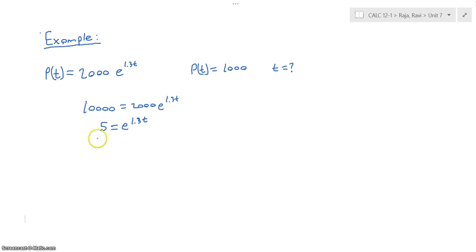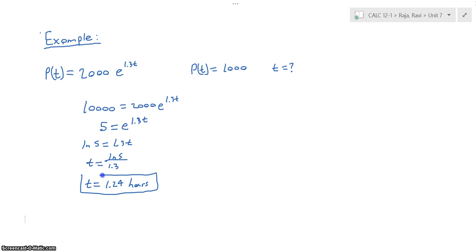Then you can ln both sides, so you get ln 5 equals 1.3t, and then just divide the other side by 1.3. So t equals ln 5 over 1.3, and that gives us that t is equal to 1.24 hours. Okay.